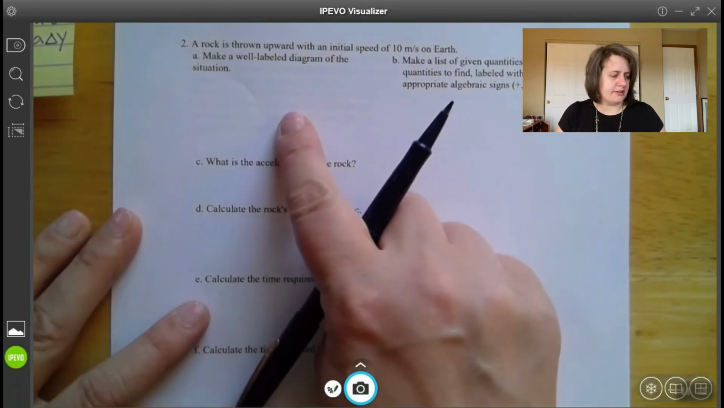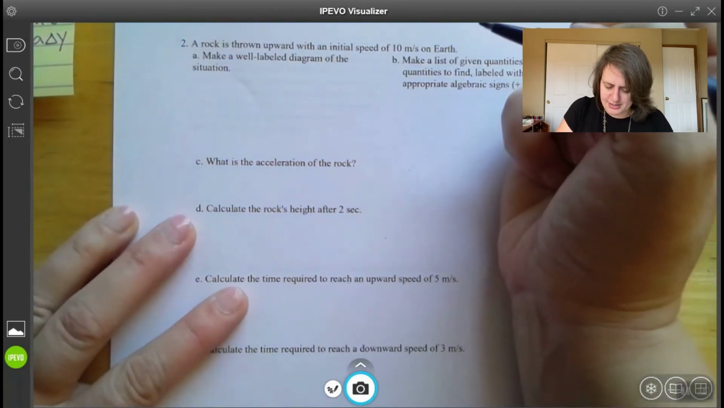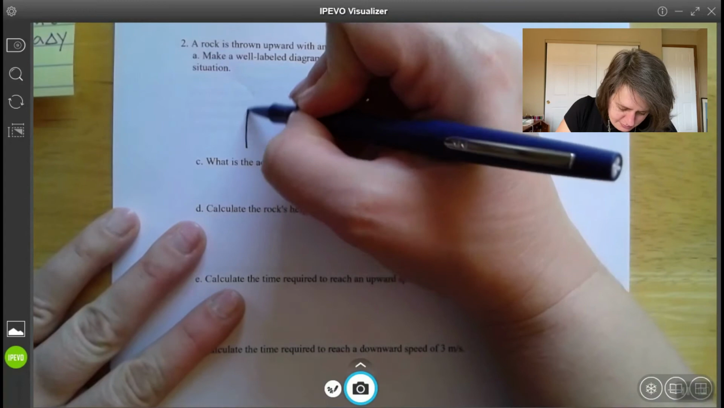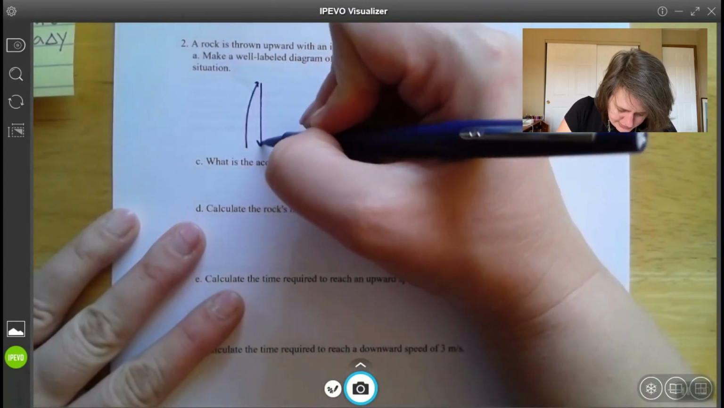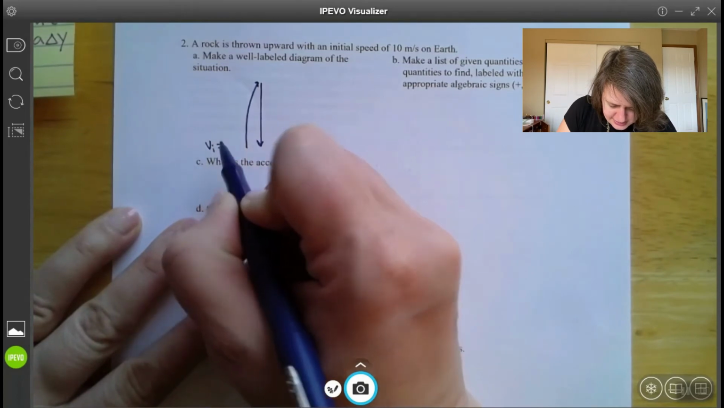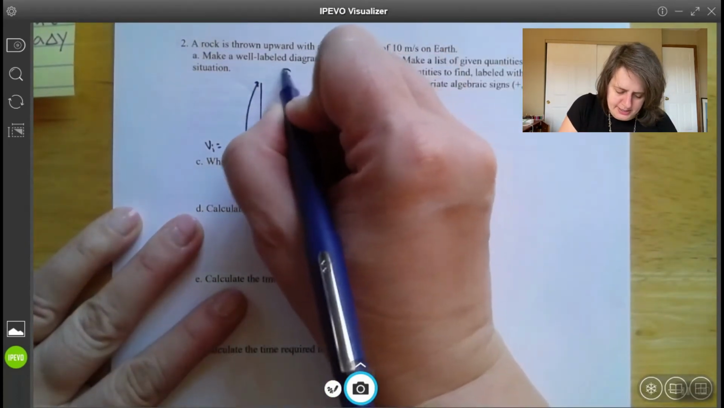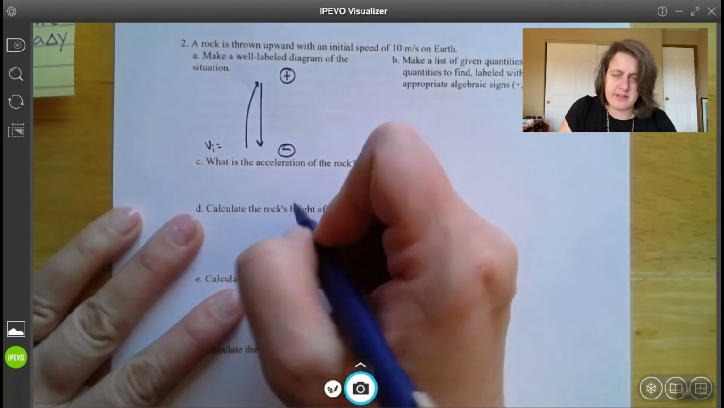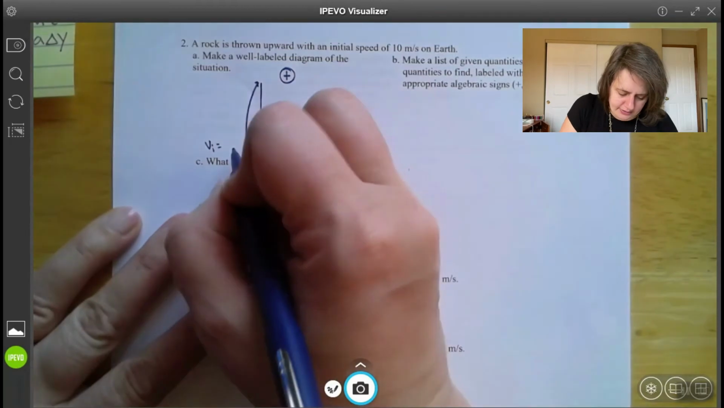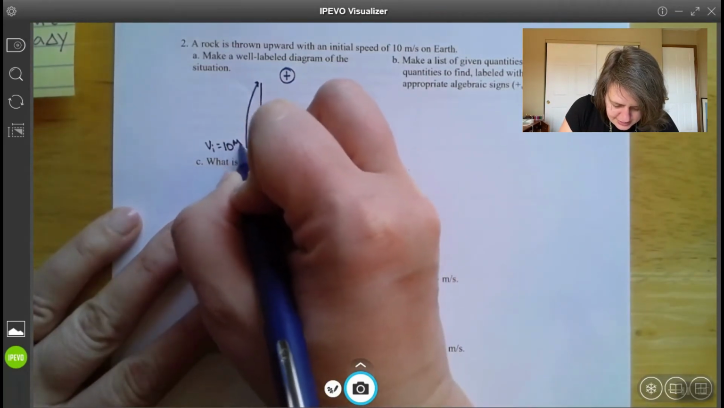First, make a well-labeled diagram of the situation. Okay, so I've got a rock that's thrown upward. It doesn't say that there's any horizontal displacement. So we have something that's thrown up and then it comes back down, right? We're told that the initial speed, our initial velocity, is 10 meters per second and it's thrown up. Remember, any vectors going upward are going to be positive, and any vectors going downward will be negative. So this one's going to be positive 10 meters per second.